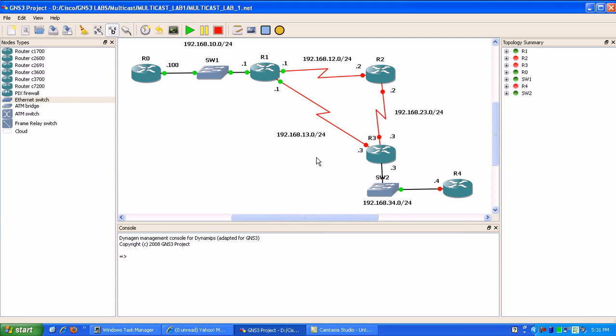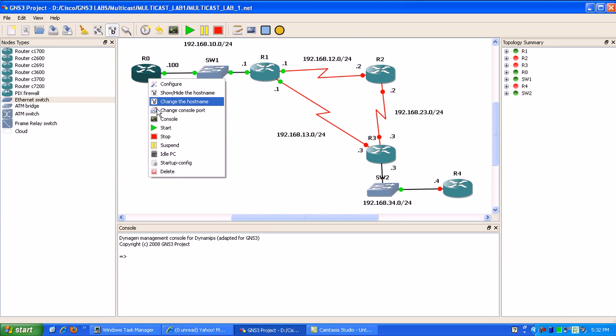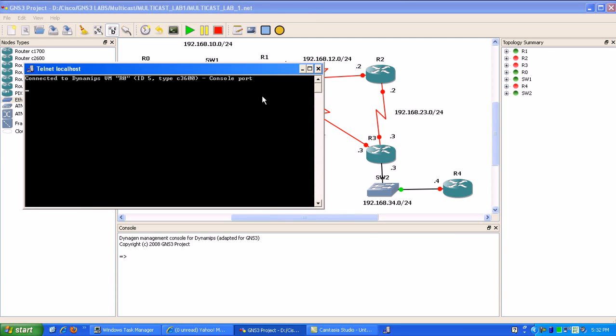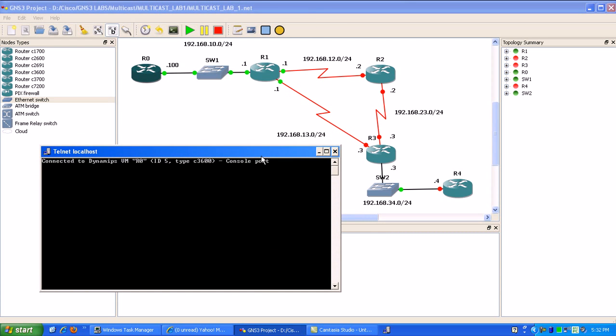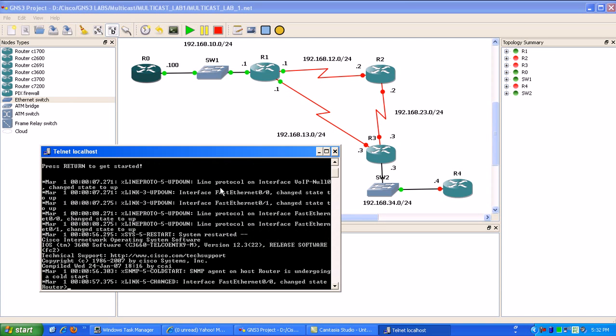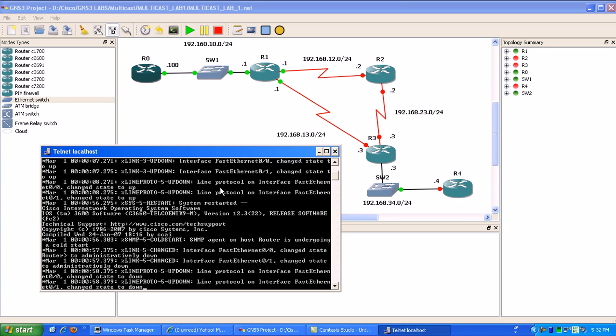Okay, so skip ahead a couple minutes. I just went ahead and built a network for us. What I'm going to do now is start going into the routers and configuring the routers. Again, we're going to be configuring PIM dense mode. In dense mode, the multicast stream is pretty much pushed out to all routers, unless the routers say that they don't want to receive the multicast message.